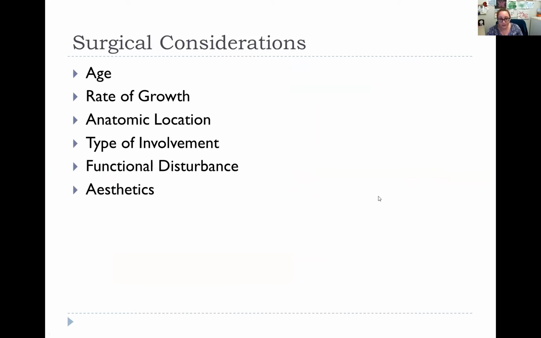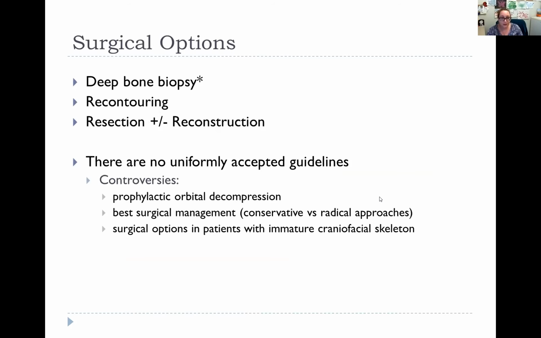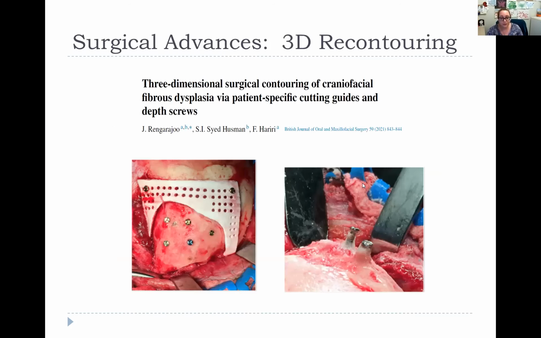So we already talked a lot about these surgical considerations: rate of growth, functional disturbances, aesthetics, and then the options and the controversies, mainly falling into prophylactic orbital decompression and the best surgical management, conservative versus radical approaches, and surgical options. And here I just put together the last few slides talking about some of the surgical advances that have been made.